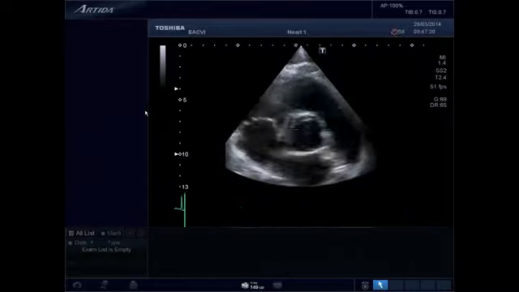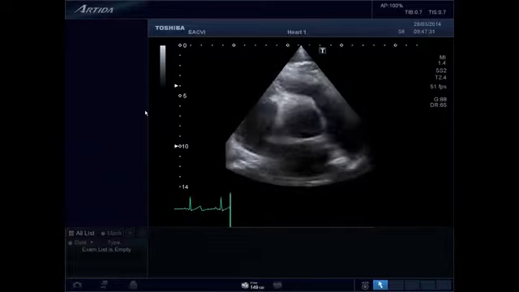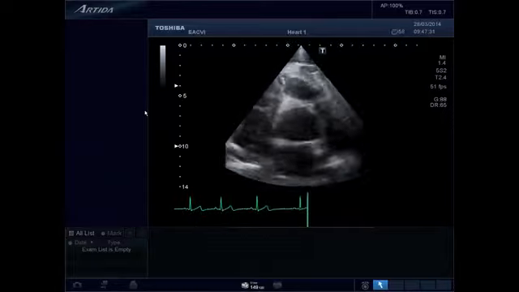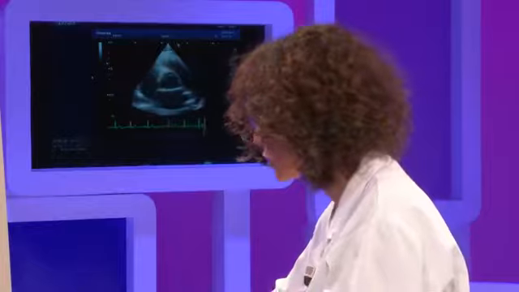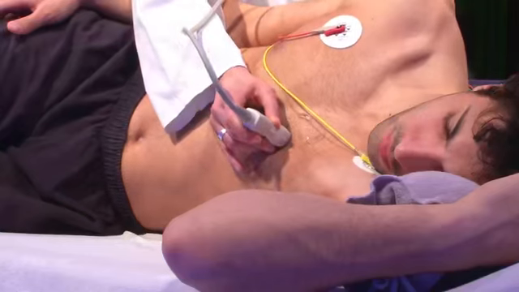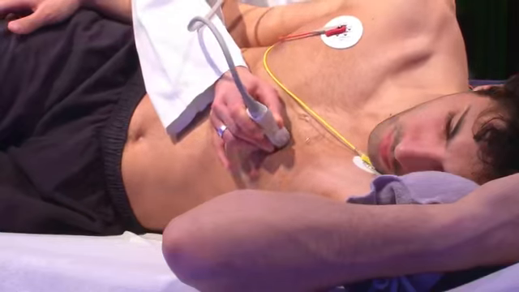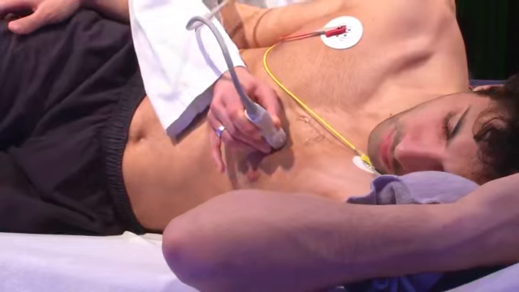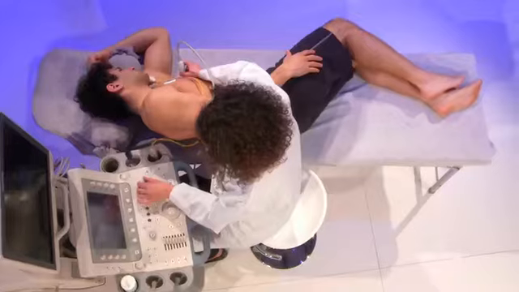So now let's move on. We have to now appreciate the morphology of the mitral valve, and I will try to tilt my sound this way and to focus on the mitral valve.